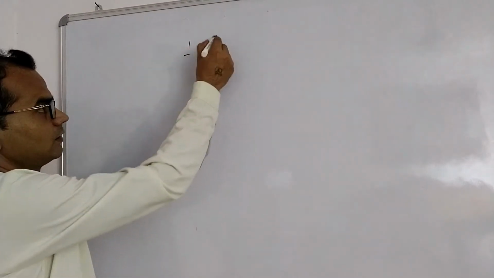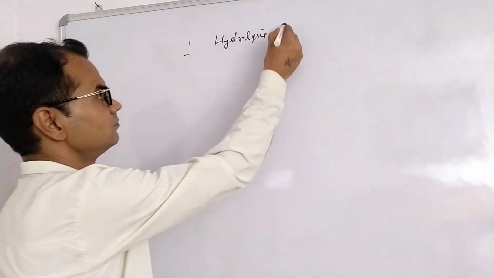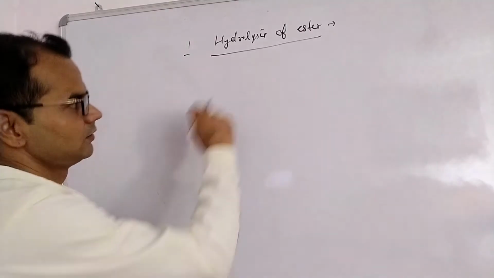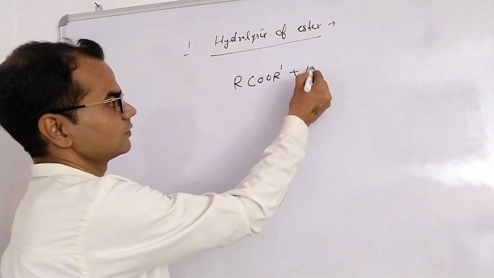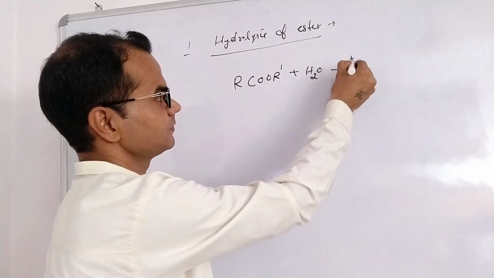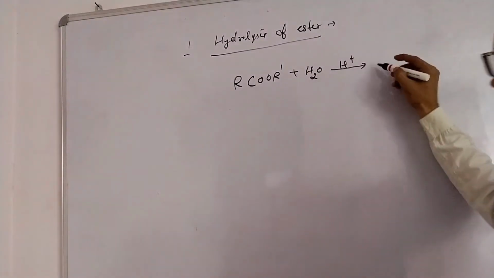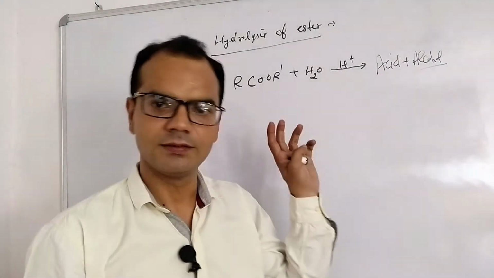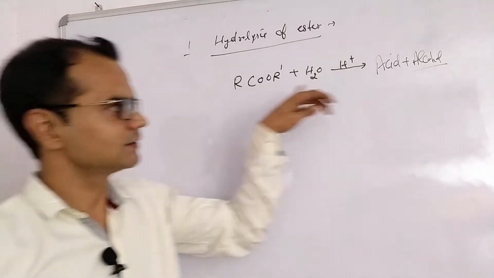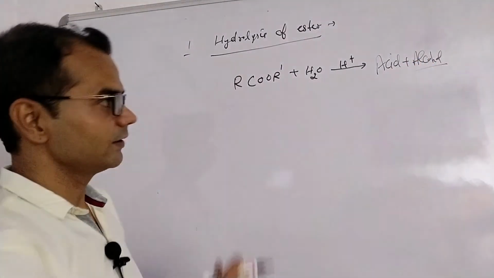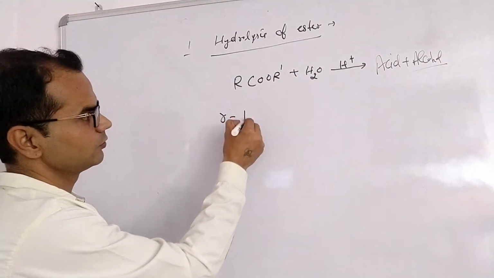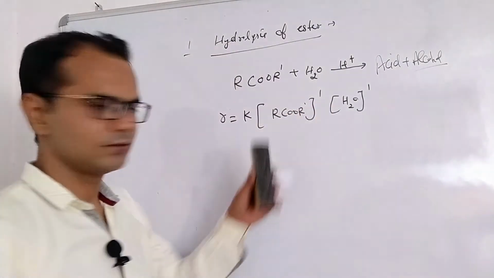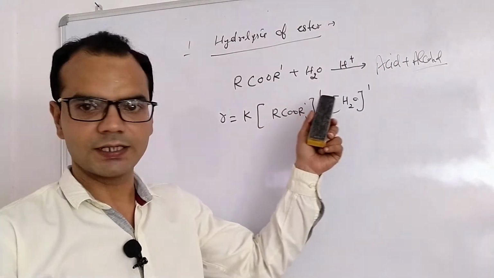For example, hydrolysis of ester. Ester is RCOR' plus water. The reaction takes place in the presence of acid. As a result, acid and alcohol are formed. But if I write the rate equation R equal to K [ester][water], it seems like a second order reaction.